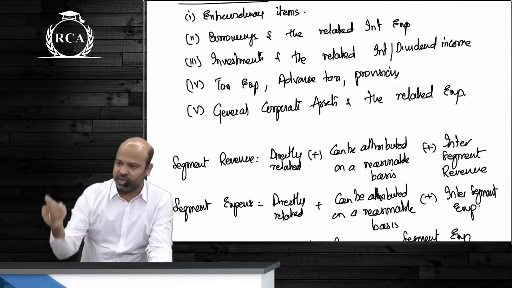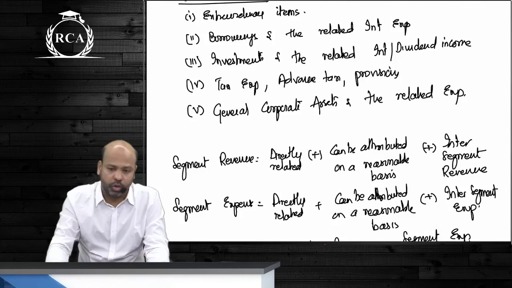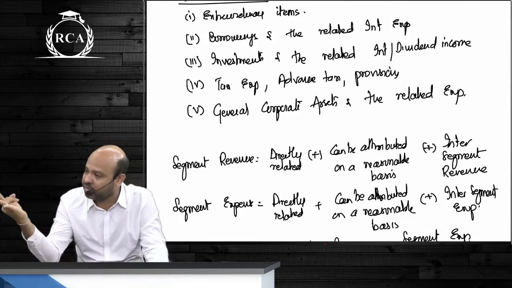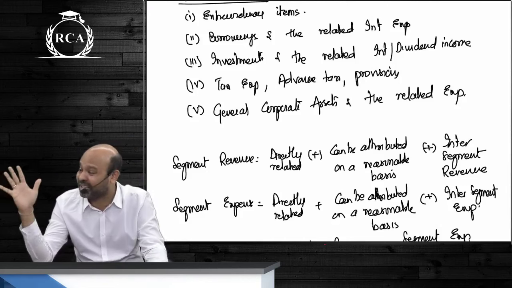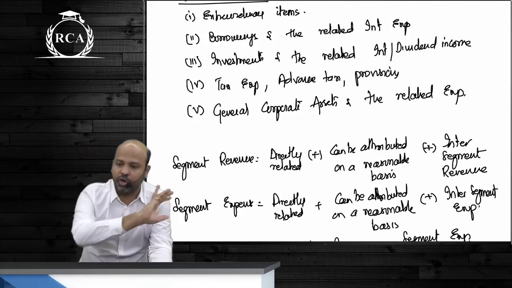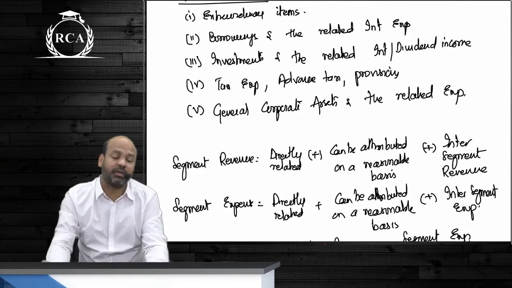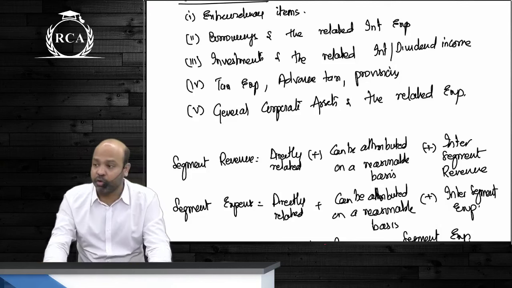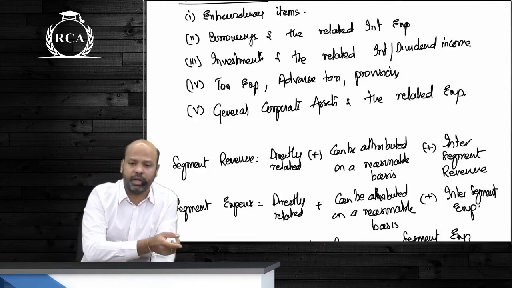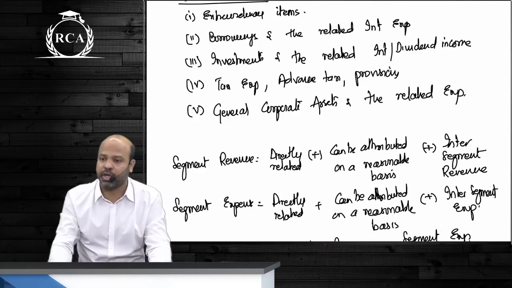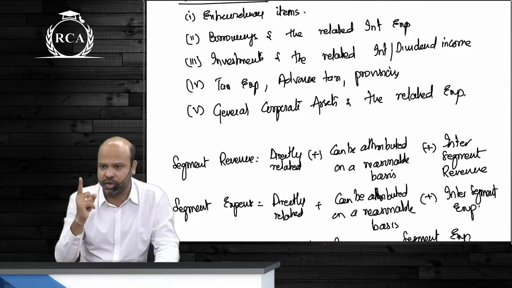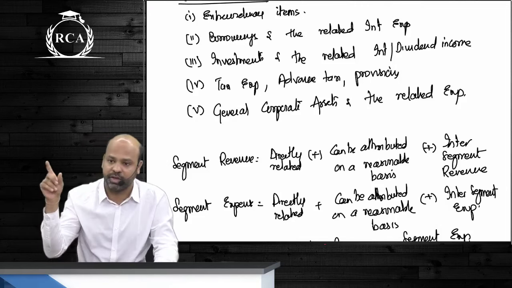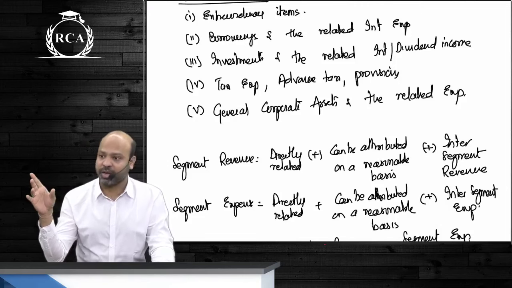Before we start the definitions, I told you anything in relation to investments, anything in relation to borrowings, taxes, general corporate assets, extraordinary items should not be included anywhere in segment revenue, segment expenditure, segment asset, segment liability. If you have investment and the related dividend income, interest income, nahi loge. If you have borrowings and the related interest expenditure, guys, you will not take that into consideration. If you have corporate head office expenditure and head office asset, that also should not be considered.